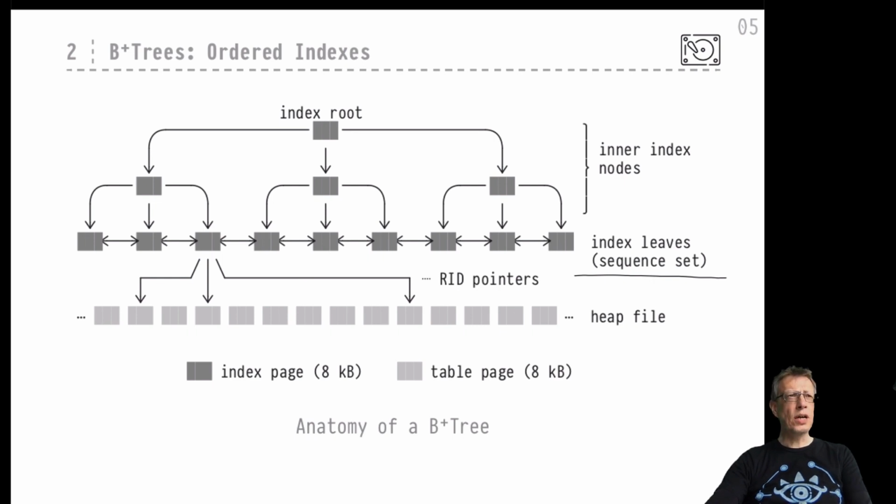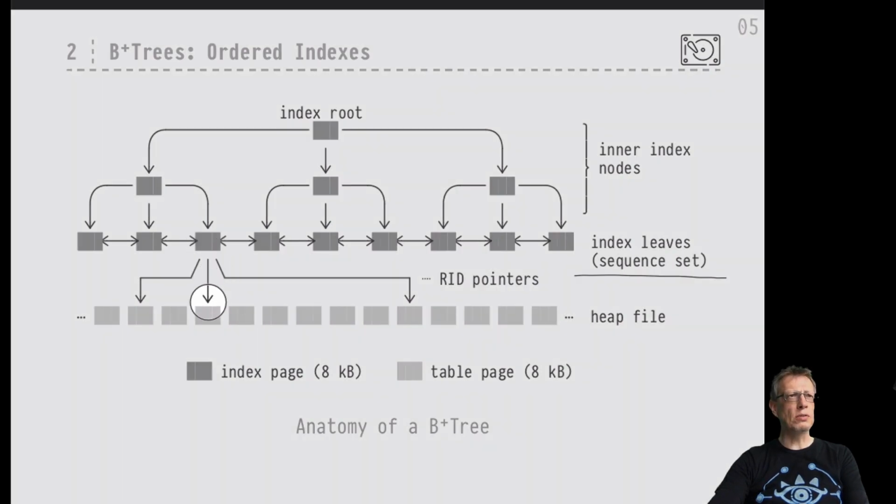Inside the leaf pages, and we will have a closer look at leaf pages in just a minute, you will find pointers into the heap file, into the data file. So I'm talking about one of these pointers here. From that 8 kilobyte leaf page of the B+Tree, I will find a pointer pointing directly into one page of the heap file. And this pointer is actually not pointing to a page, it's actually a RID. It's pointing to one particular row inside the heap file.